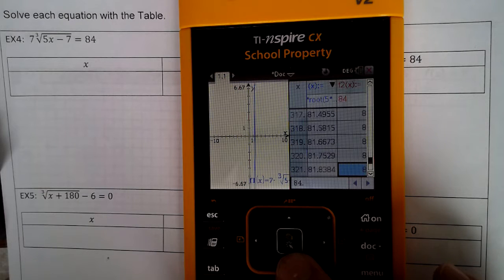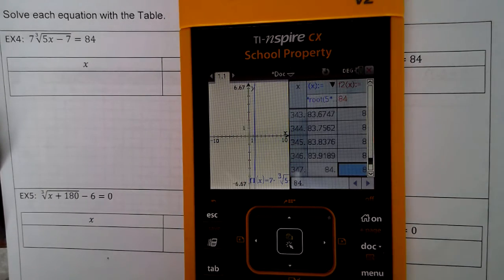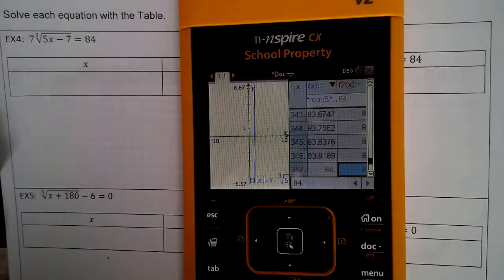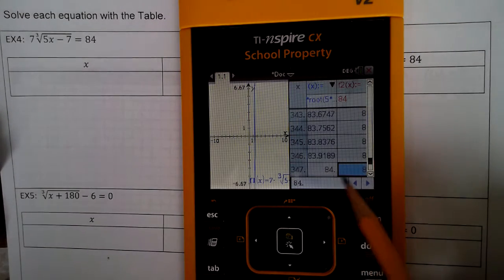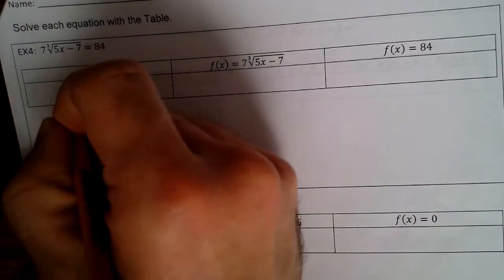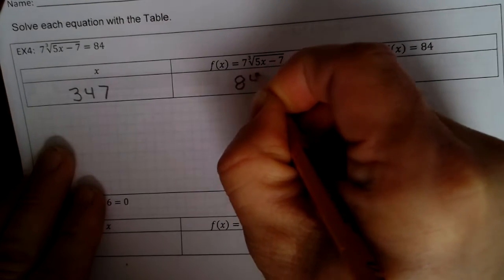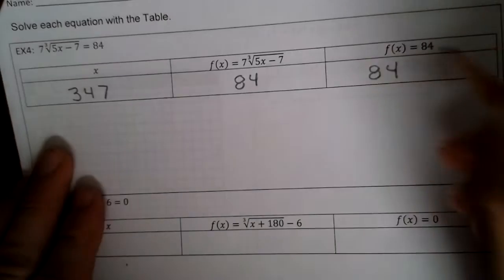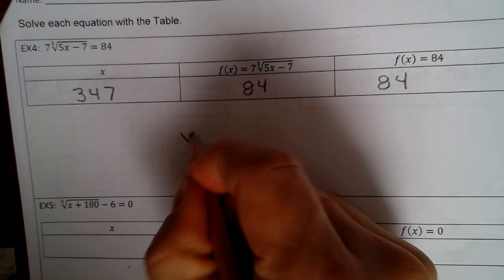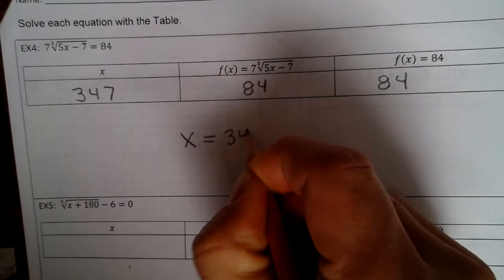Oh, we're at 83. Wait, oh. Bam, there we go. So you can see that when x is 347, both the left side and the right side are 84. So your solution is x equals 347. Okay, so finish up example 4.